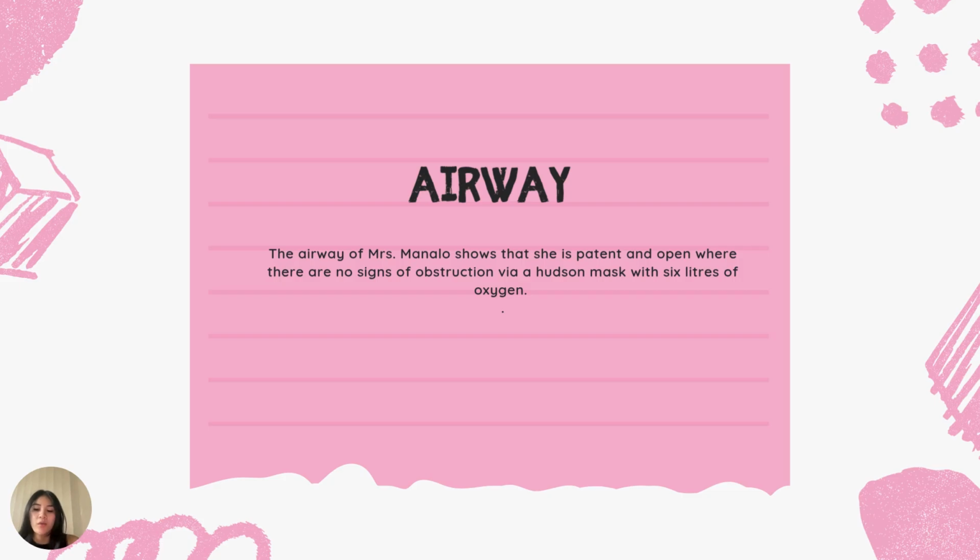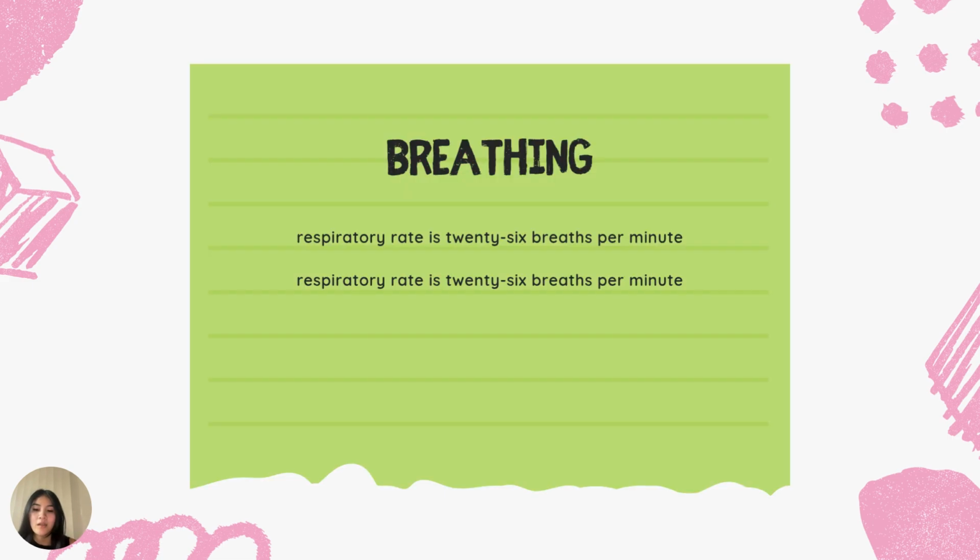Our discussion begins with question 1, where I will be analyzing the ATE framework in order to identify any threats within the body of our patient. The airway of Mrs. Manalo shows that she is patent and open, where there are no signs of obstruction, via a Hudson mask with 6 liters of oxygen. Following with breathing, respiratory rate is 26 breaths per minute, along with shallow breathing, which indicates that Mrs. Manalo is in respiratory distress, as her respiratory rate is faster than usual for an adult.